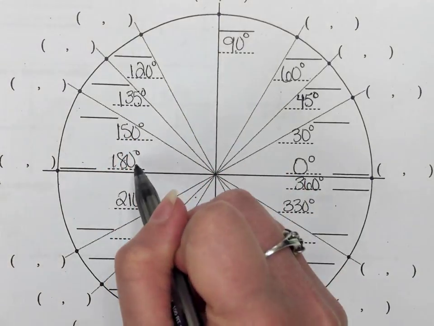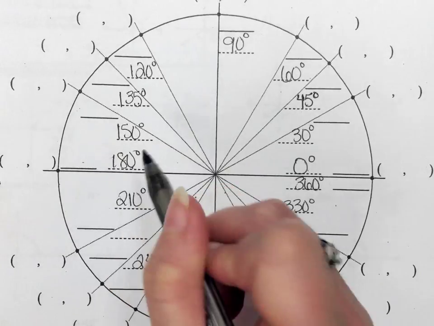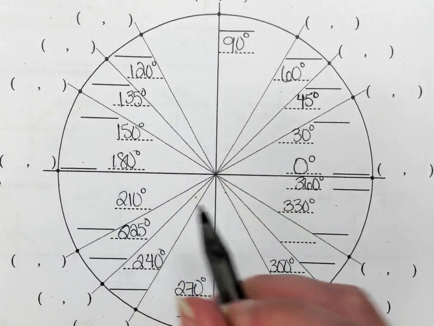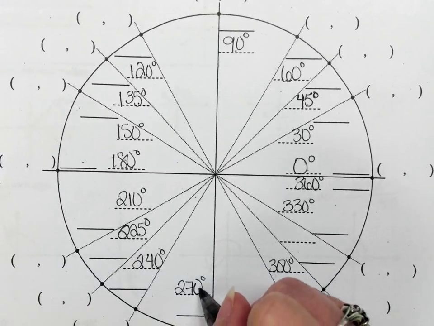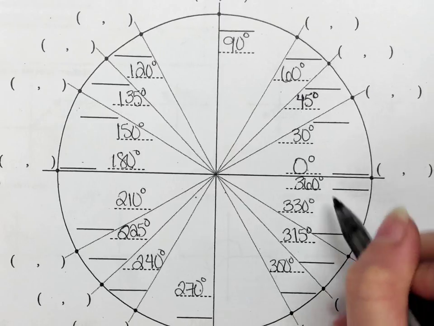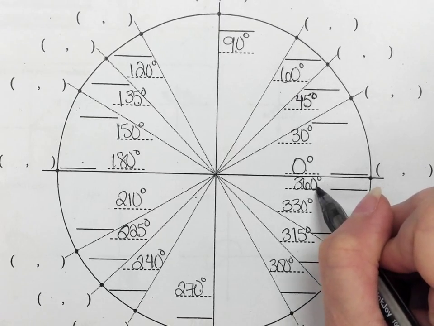Add 45. 180. Add 45. 225. Add 45. You get 270. There you go. Add 45. You get 315. Add 45. You get 360. There you go. Y'all okay? Alright, here we go.